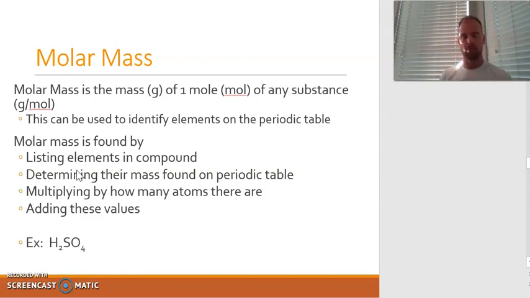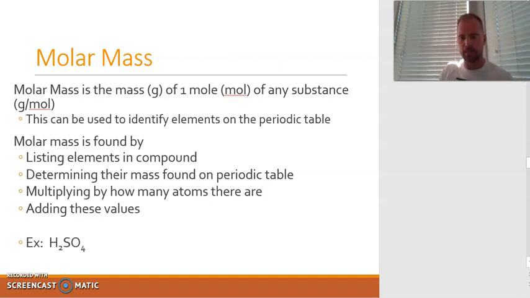How do you find molar mass? Well, here's what we do. We're going to list the elements in a compound. We're going to determine their mass found on the periodic table. We're going to multiply by how many atoms there are. And then finally, we're going to add these values. So this is not an example in your notes, but let's go ahead and do this one together. What would be the molar mass of H2SO4?